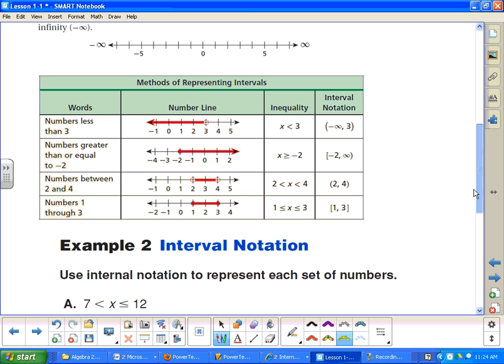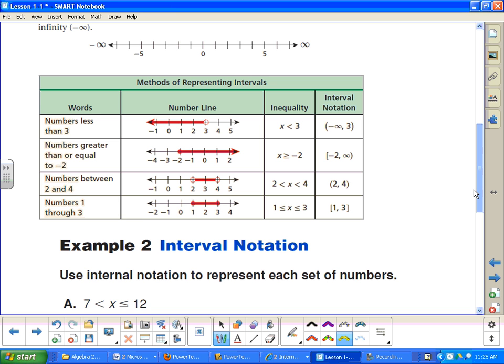In words, if I have the numbers less than 3, on a number line we'd have an open dot on 3 and the arrow going to the left. As an inequality, we would say x is less than 3. In interval notation, then, we would have parenthesis, negative infinity, comma, 3, parenthesis. Whenever you do interval notation, the smallest number is always on the left. The largest number is always on the right. Whenever you write an inequality, the smallest is always on the left, the biggest is always on the right.